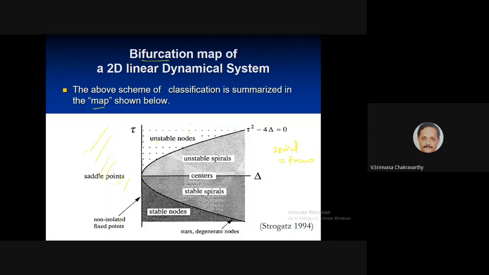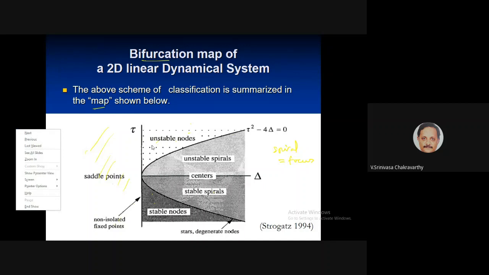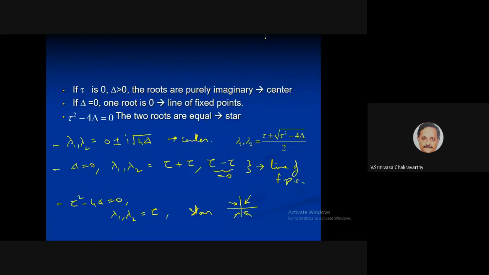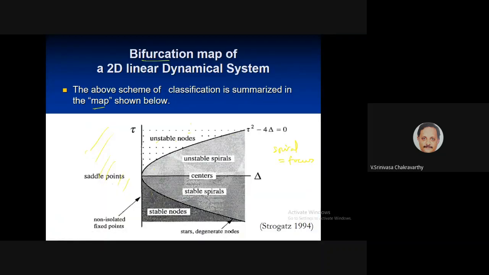What that means is normally a fixed point is just a single point. When you talk about a fixed point, it's a single point, right? And there's nothing else nearby. There's no other fixed point within some epsilon distance. Whereas in a line of fixed points, there's a continuous line which is all fixed points. So that is why it's also called non-isolated fixed point. So that is what happens on the tau axis. That is when delta equal to 0.